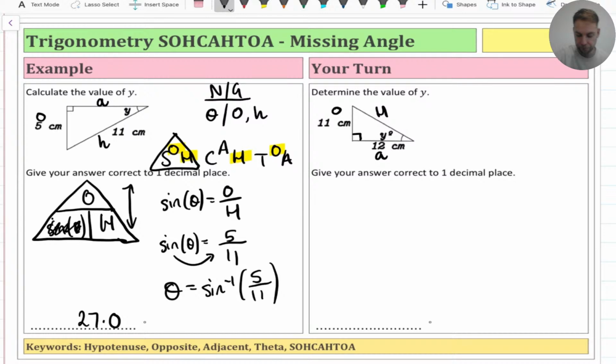So once I've done that, I need to write down my need and got list. And I need here my angle, which is theta. And I've got my opposite here, which is 11, and my adjacent, which is 12. The one I'm not using this time is the H.